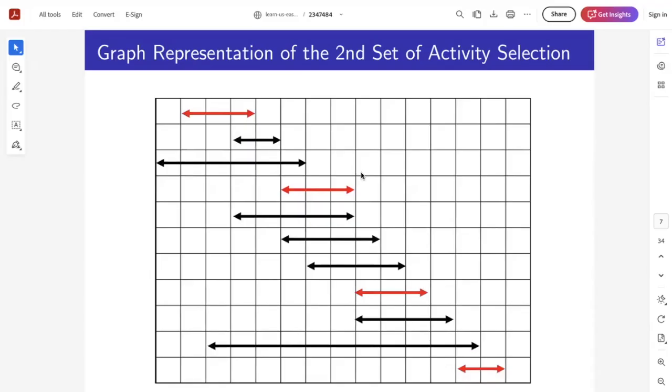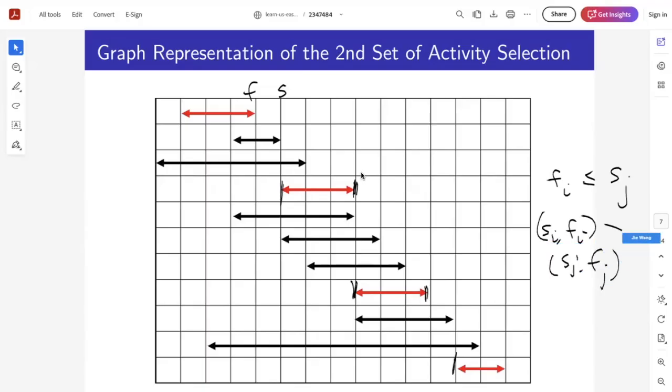So this is the finish time, this is the end time. So this is the finish time, a start time, right? So this is finish time, start time, finish time, and start time. So they don't overlap. As long as the finish time before is less than or equal to the start time of the other one, then these two are feasible. So these two are compatible. Right? So we just want to find the maximum number of such pairs.